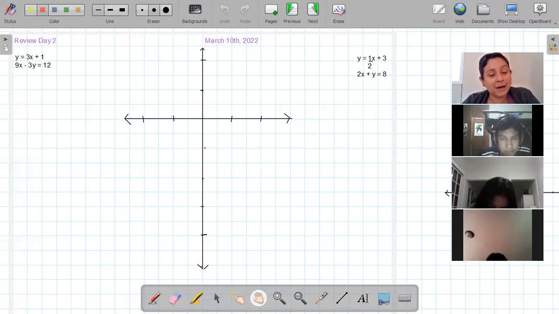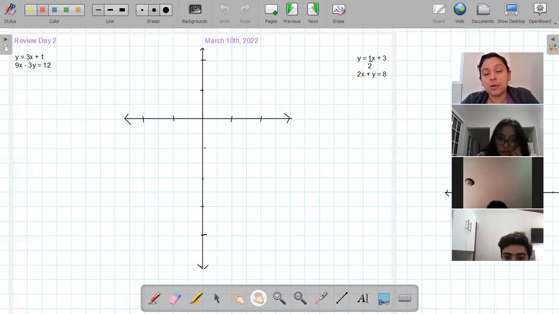Today is the second day of week 10, the second day of review in math. Tomorrow, we're going to finish with our review. Today, we're going to graph two lines and determine if those two lines are parallel, perpendicular, or neither. Sometimes you're neither. Sometimes you're parallel. Sometimes you're perpendicular. So in this case, we're going to determine if they're parallel or perpendicular.